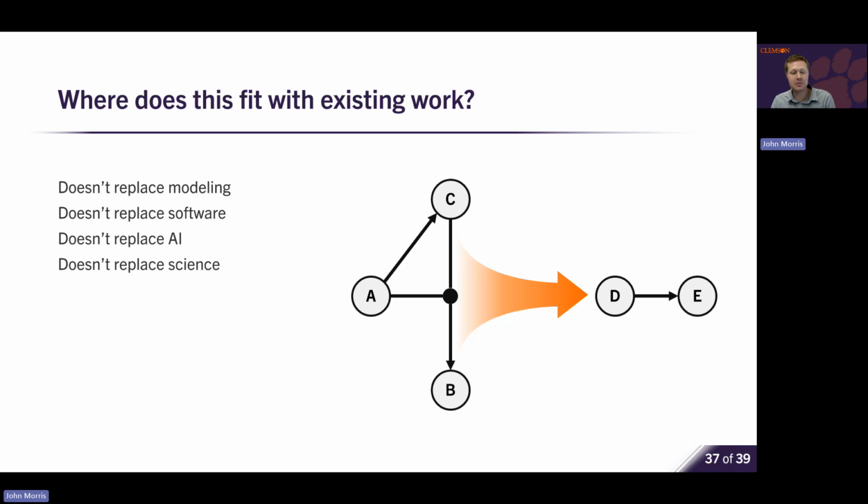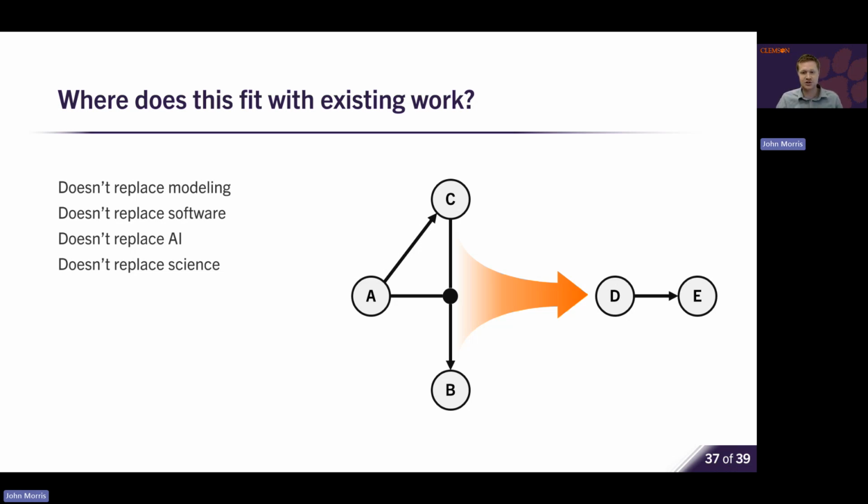For instance, if you're a modeler and you have this model of A, B, and C, you have another model of D and E, and you want to figure out the relationship between the two of them, you still have to do all the work of modeling. Maybe you do a linear regression to figure out how C and B together vary against D, and you come up with some linear model.